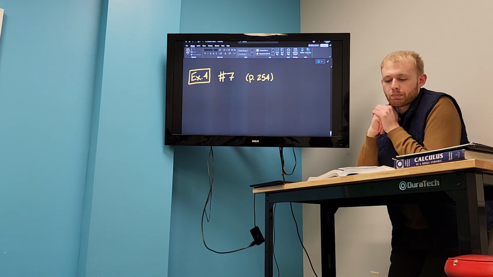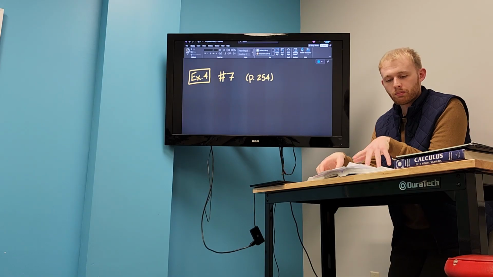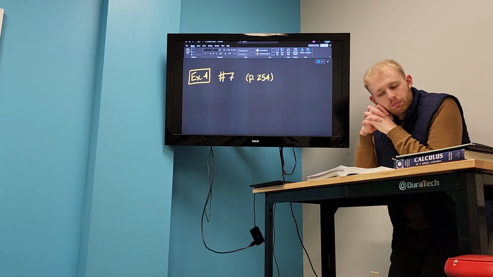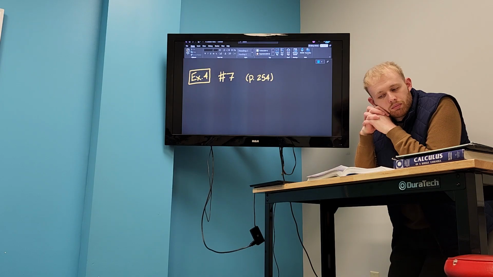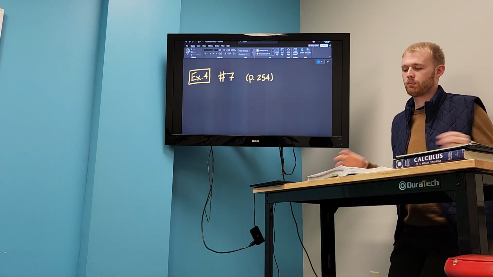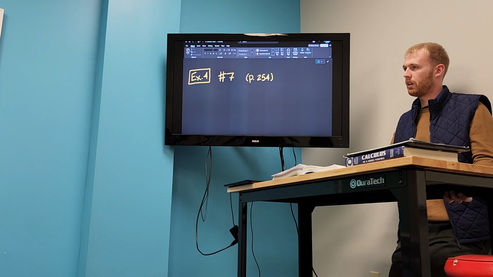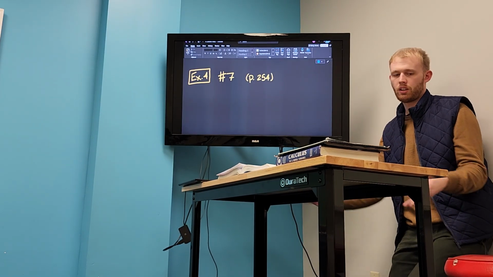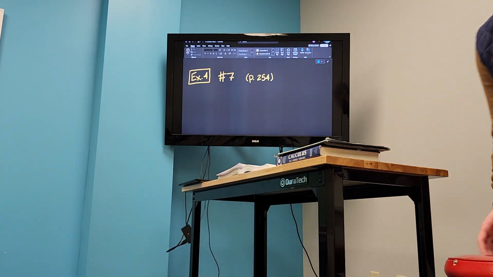Okay, number 7. The width of the rectangle is increasing at a rate of 2 centimeters per second. Its length is increasing at a rate of 3 centimeters per second. At what rate is the area of the rectangle increasing when its width is 4 centimeters and its length is 5 centimeters? Alright, you guys give this a go. Get it started on your own. Draw one picture.